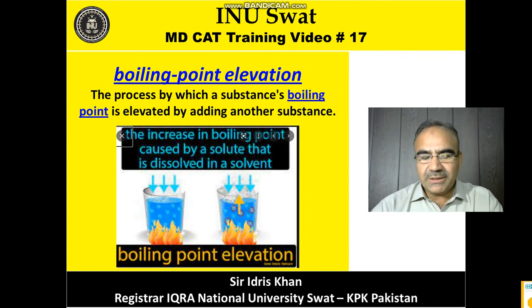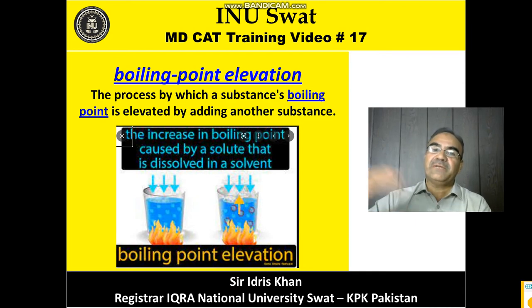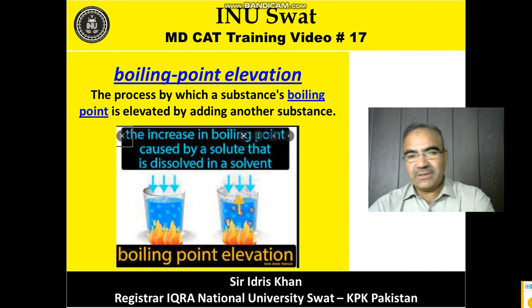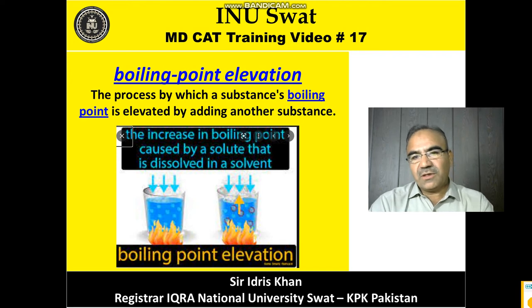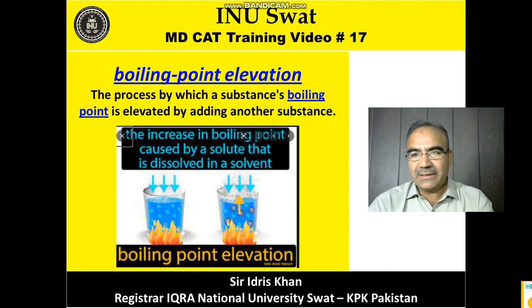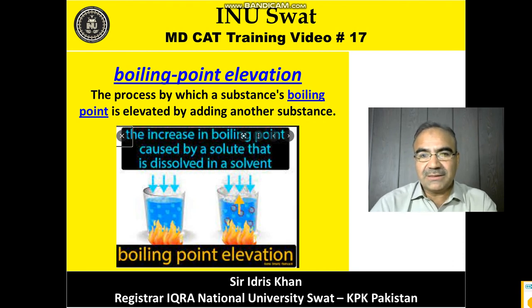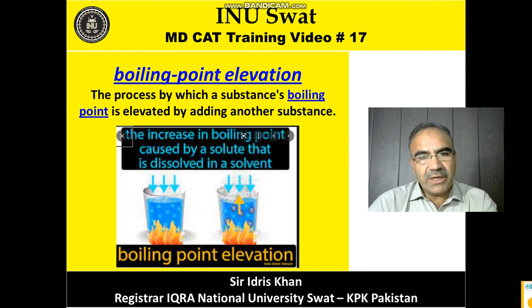Next, we have boiling point elevation. Everybody knows what is boiling point, but what is boiling point elevation? The process by which a substance's boiling point is elevated, it increases, it is raised, by adding another substance. You can see in the diagram, on the left hand side we have a pure substance, and on the right hand side we have a certain solute that is being dissolved into this solvent, and it is because of this that the boiling point of the mixture on the right hand side is elevated, because the particles dissolved in this substance hinder, they stop the escape of different particles out of the system, and that is why it boils at a higher point, by higher boiling point.